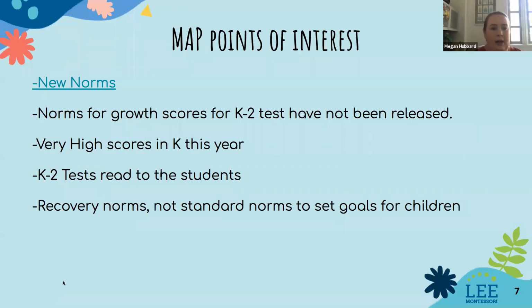And then the other thing that MAP has done is put out a set of recovery norms, because, again, across the nation there has been significant learning loss due to COVID. So we're not using standard norms to set goals for children this year, but instead using the recovery norms that will tell you, if a child has experienced some sort of COVID-related learning loss, that we use those norms to set goals for now until the springtime.